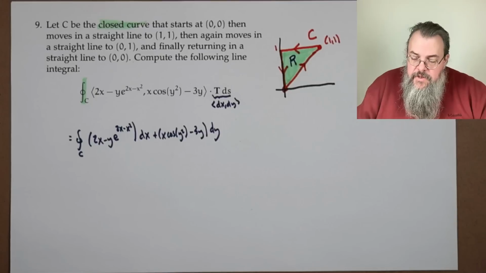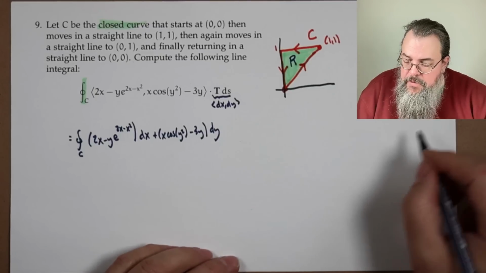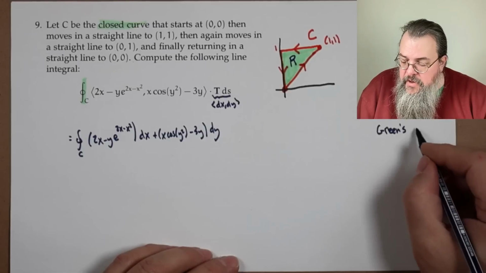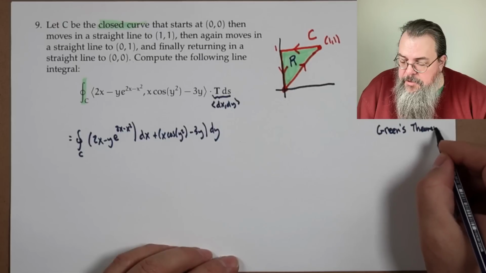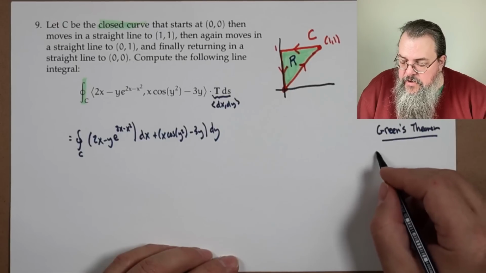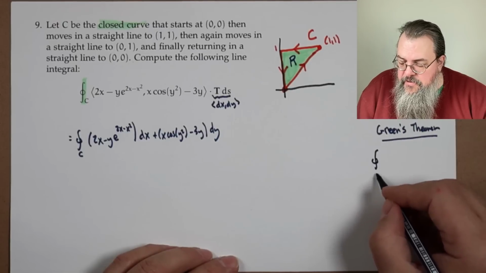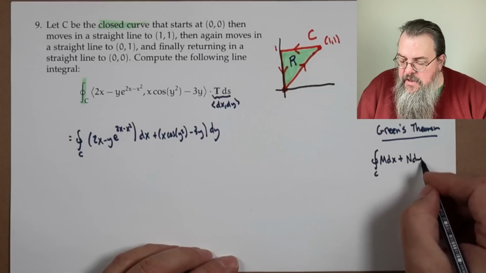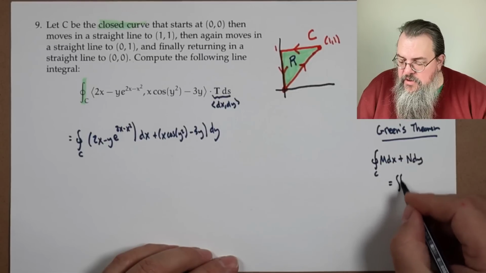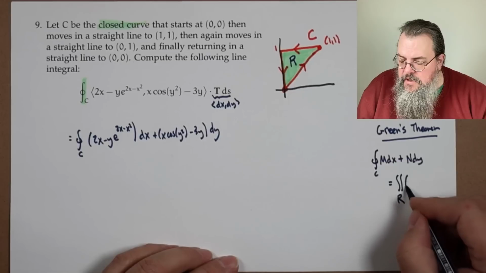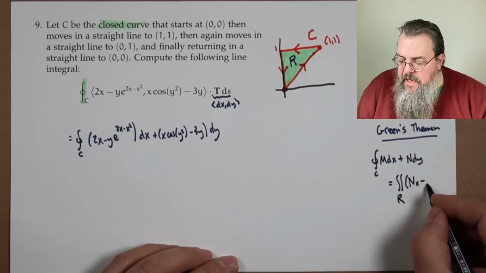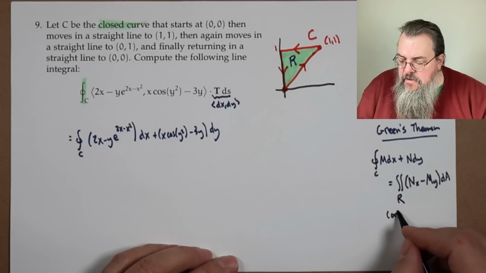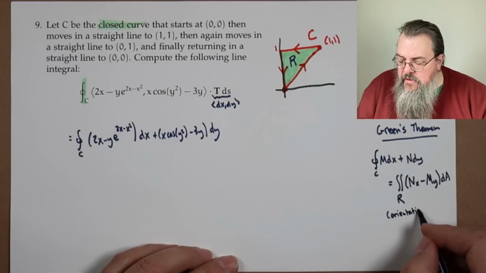And so Green's theorem says, and we'll put it over here, Green's theorem. It's the following: the integral along our closed curve C of M dx plus N dy is equal to the integral over our region of N sub x minus M sub y.